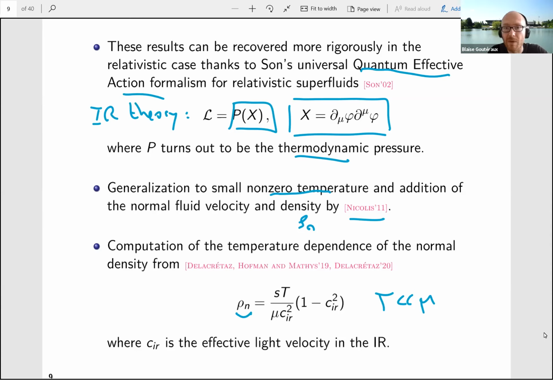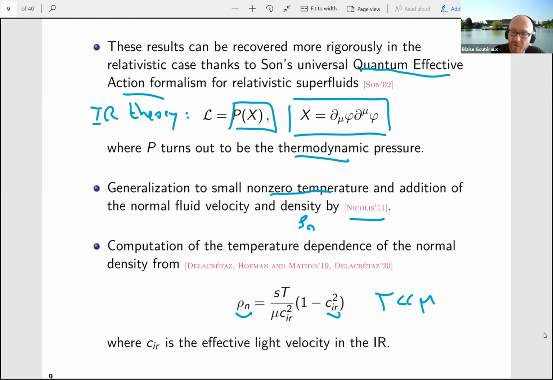And you're assuming that it's relativistic, so this has some speed of light, but the speed of light need not be the same as the UV speed of light if your system flows between two relativistic fixed points. It could be some different, it could be renormalized. That's why I'm calling it c_IR. Actually, we'll see this very explicitly when I turn to holography.